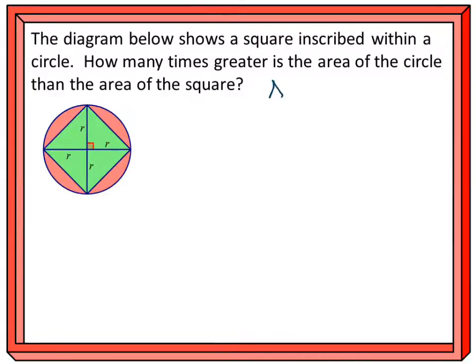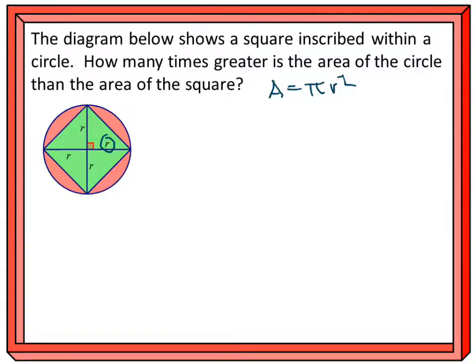So the area of a circle is just pi r squared, and that's supposed to be a 2. You can see clearly that we have ourselves a radius. That's the radius of the circle. However, as far as what the area of the square is, maybe that's a little bit tricky.